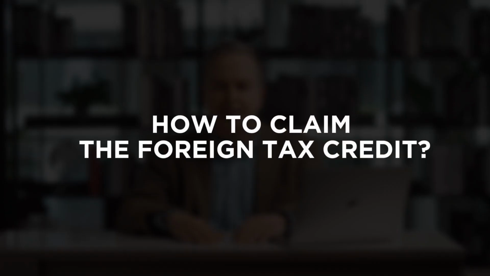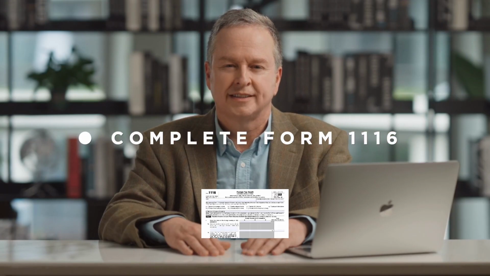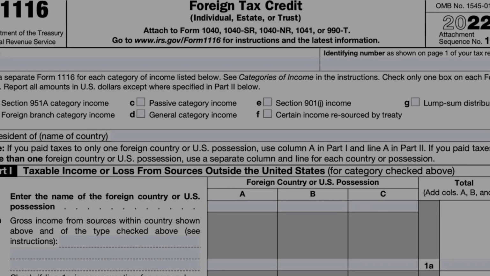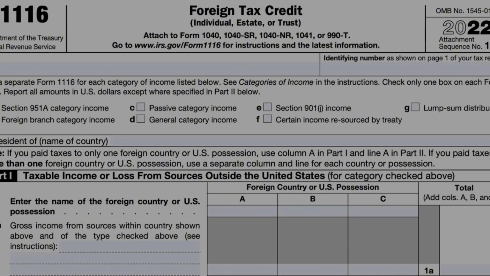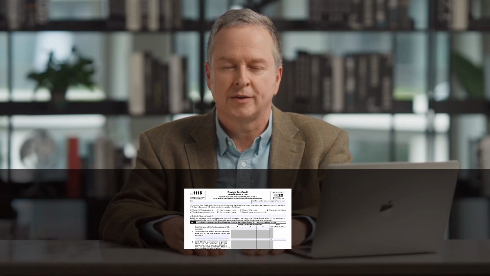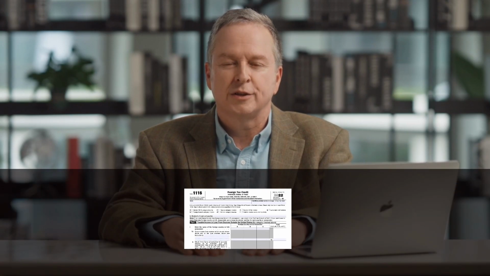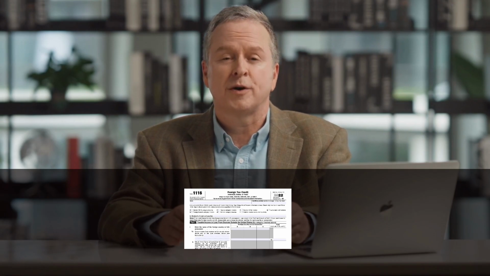How to claim the Foreign Tax Credit (FTC). To claim the Foreign Tax Credit, you need to complete Form 1116, which is used to report foreign earned income and calculate the credit for taxes paid to foreign governments. This form helps determine the credit allowed against your U.S. federal income tax liability, especially if you've paid taxes to multiple countries.